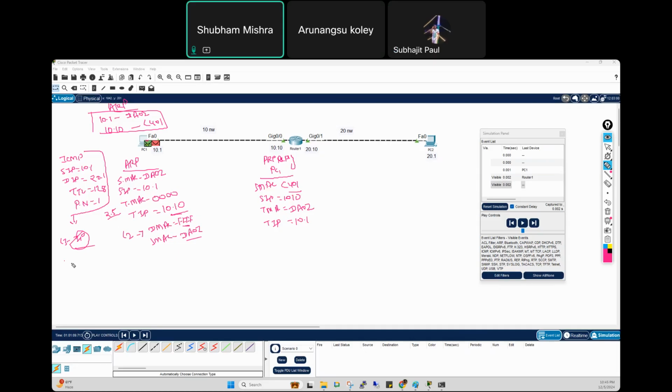At layer number 2, it hands over to ARP. What will ARP do? ARP gets the source IP. Source IP is 10.1. ARP checks its ARP table. MAC address is DA02. There is no problem. Now, ARP checks what the destination IP is. Destination IP is 10.10. PC1 is forwarding to the default gateway, na? And for 10.10, you get the MAC address C401. Right, na?